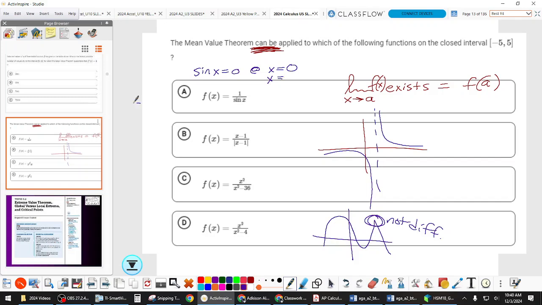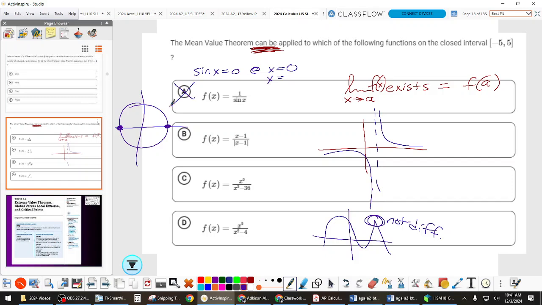So this is an ugly unit circle, but sine is 0 there. Where else? Sine of 0 is 0. Sine of pi is 0. Yeah, we're going back to this. Is pi on the interval negative 5 to 5? Yeah, because it would be 3.14, right? Or negative. Okay, anyway, so this one is out.